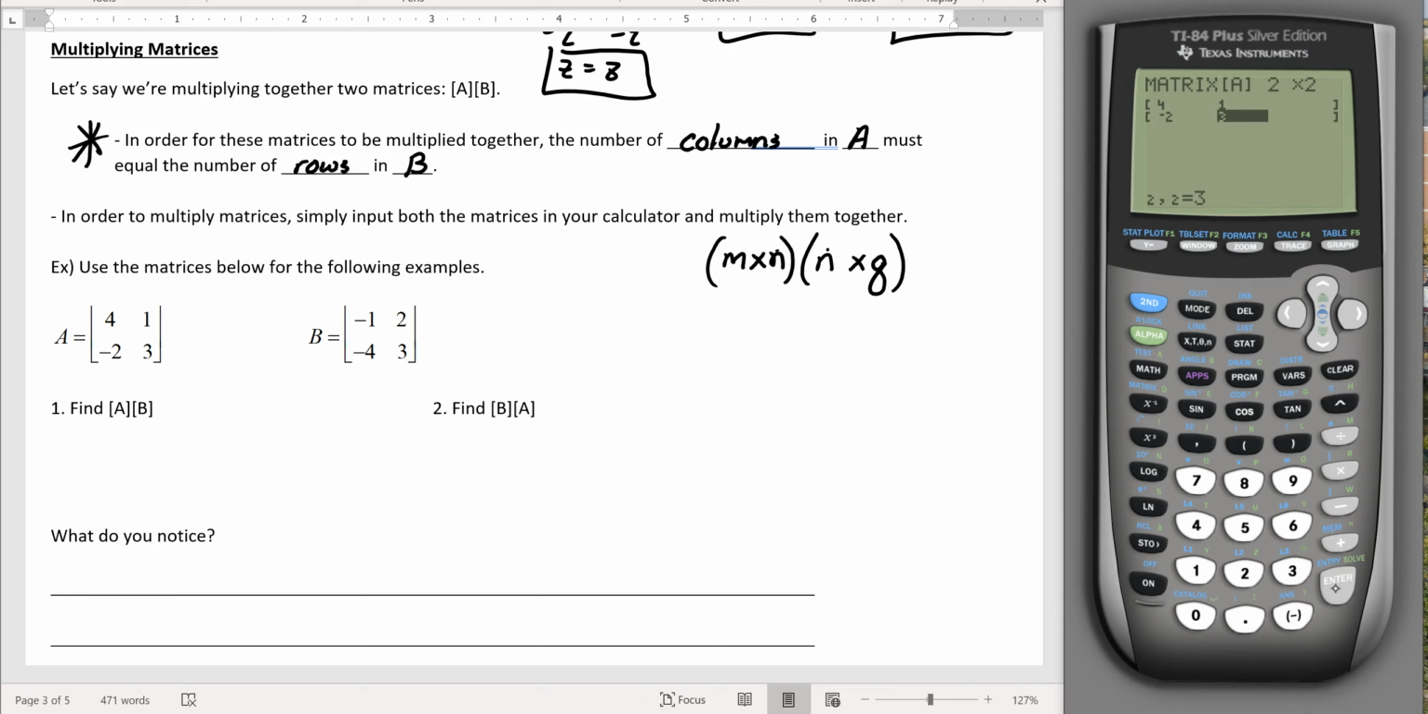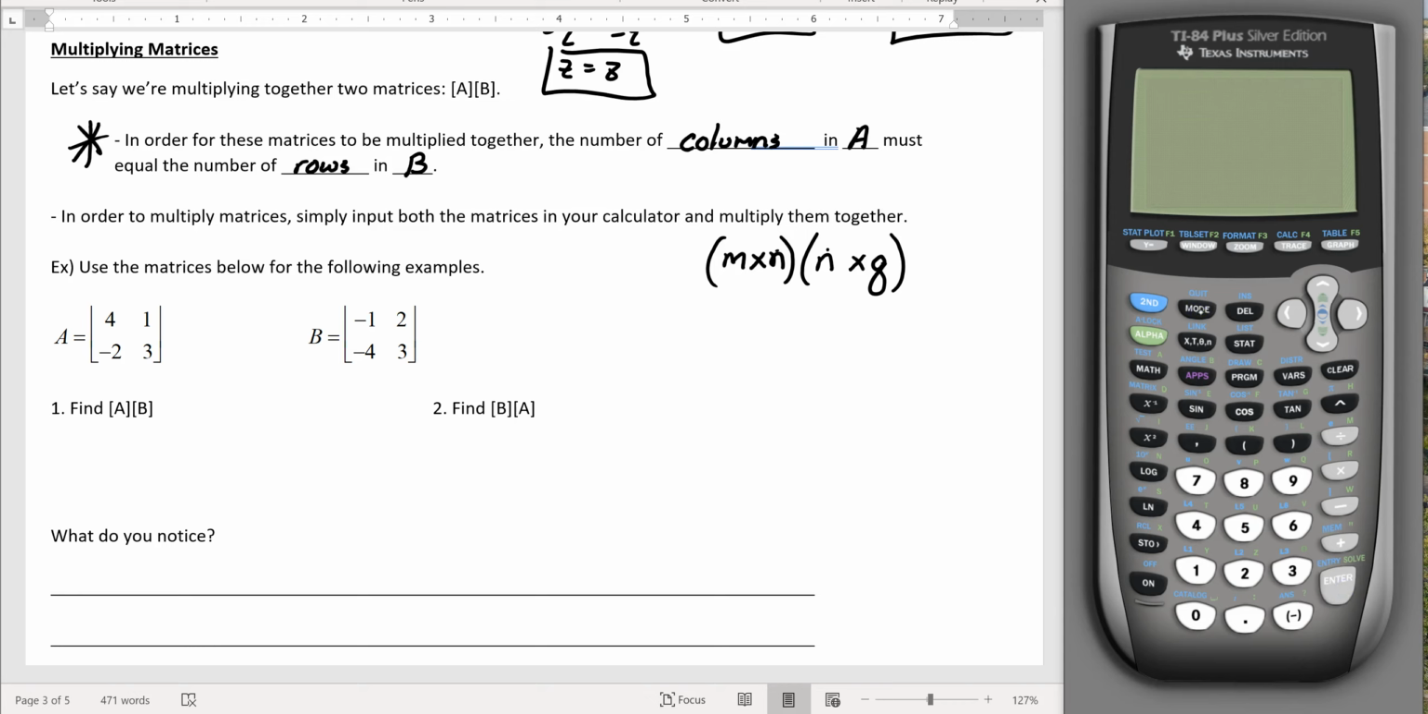Perfect. All right, and now it's very important to get out of this. You hit second, quit. All right, you can't hit clear because that'll change the value in there. You have to do second, quit. So now let's do that again. Second matrix, we're going to edit now matrix B. Matrix B is a 2 by 2 matrix, so that's already in there from last time. So now I need negative 1, enter, 2, enter, negative 4, enter, and 3, enter.